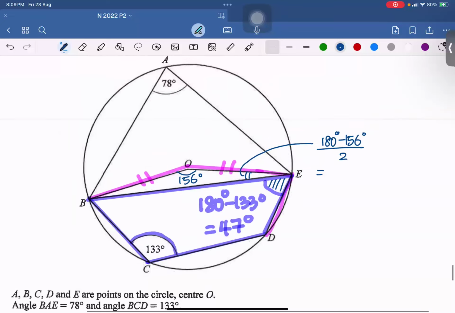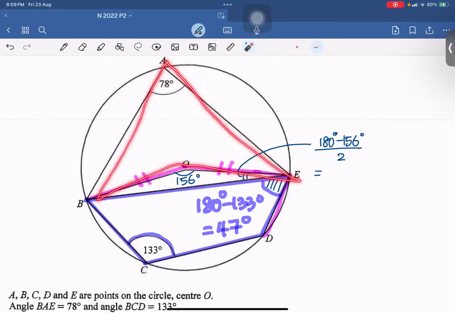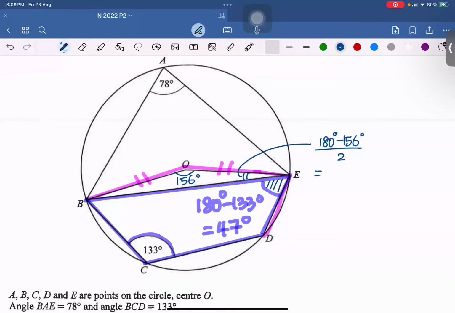Number one, it's more important to identify the correct shapes for the property to be used. So I did identify the angles in the opposite segment. I also identify angle at the center, twice angle at circumference. And the other one that students usually miss out, this isosceles triangle, which is actually the most basic one, right? But it's actually very useful. And then I got this angle to be 12 degrees.